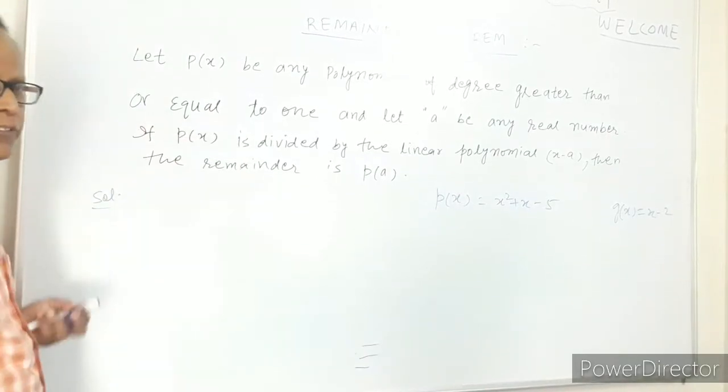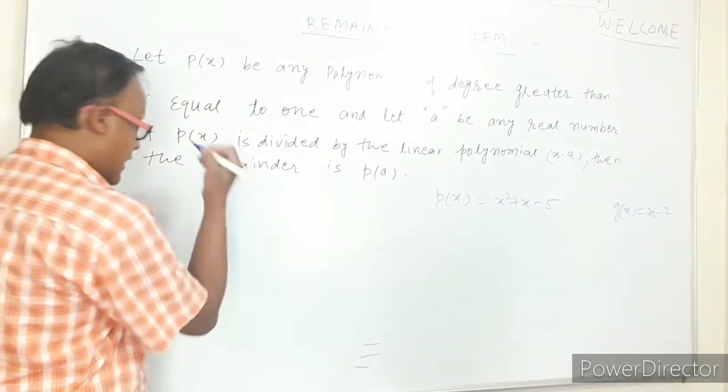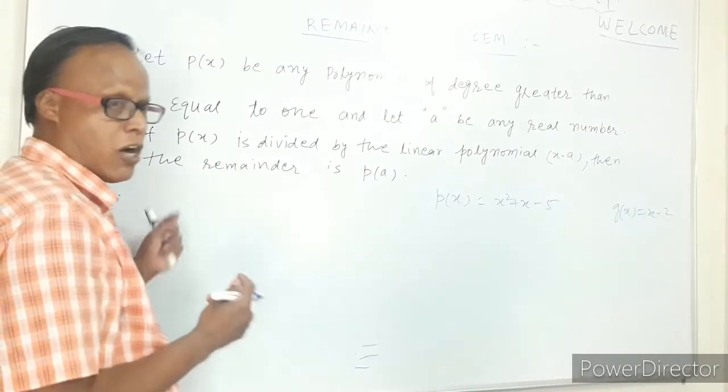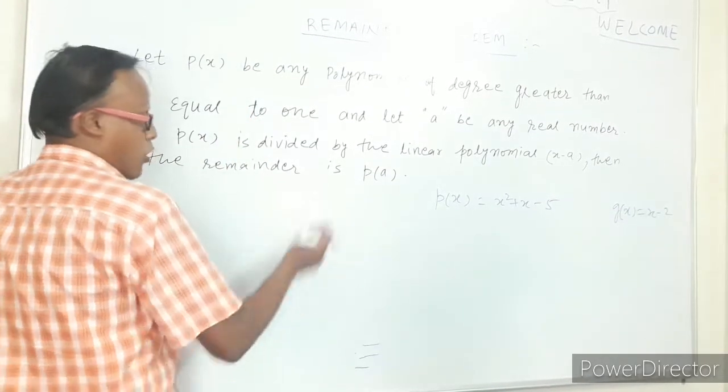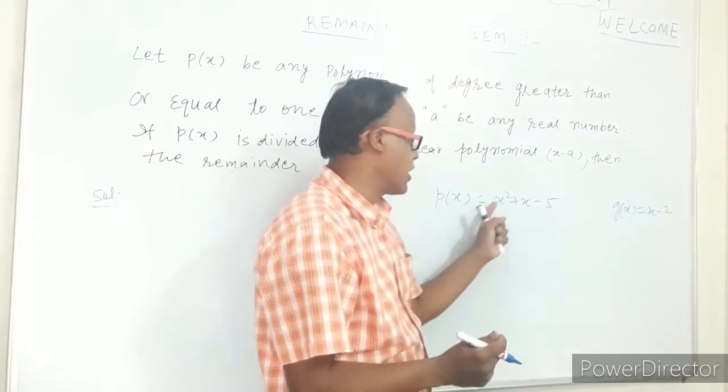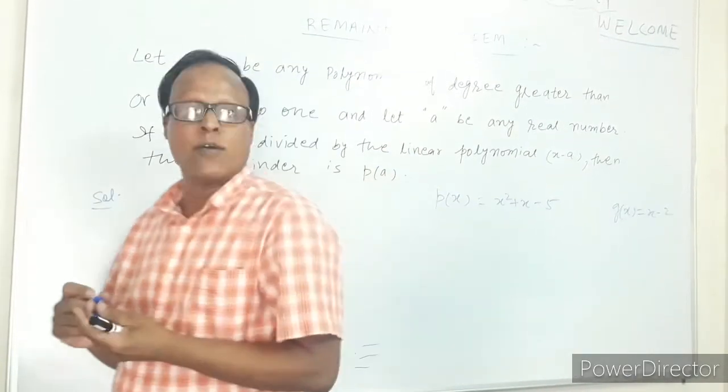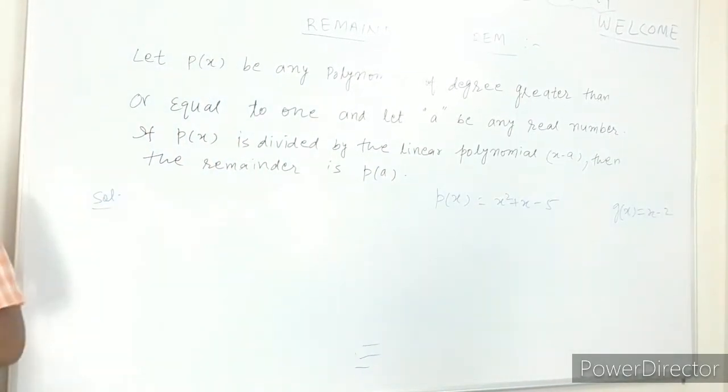Note down the solution. Given polynomial is Px is equal to x square plus x minus 5. That is your equation number 1.